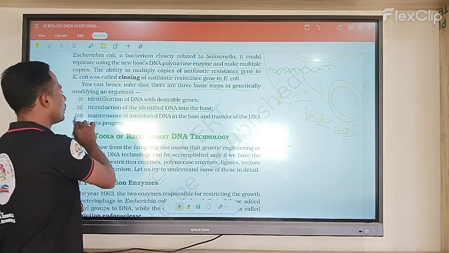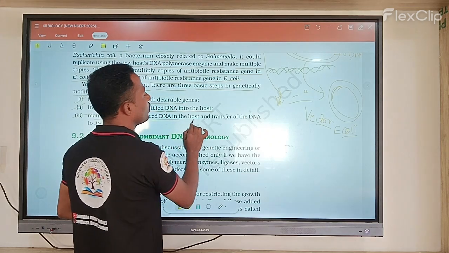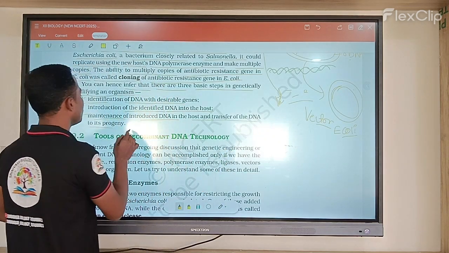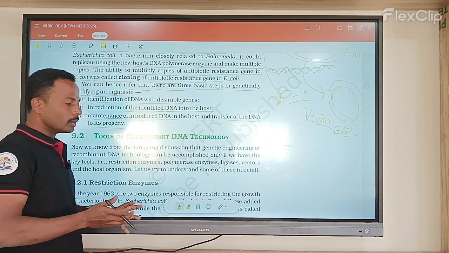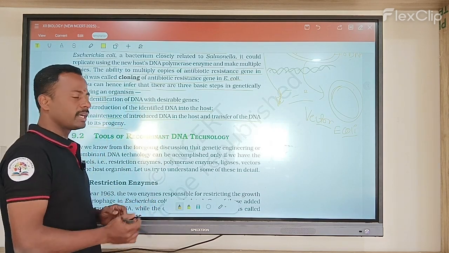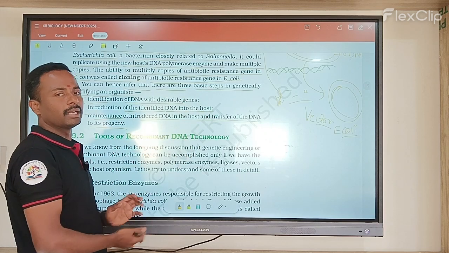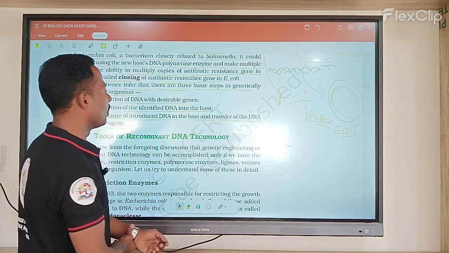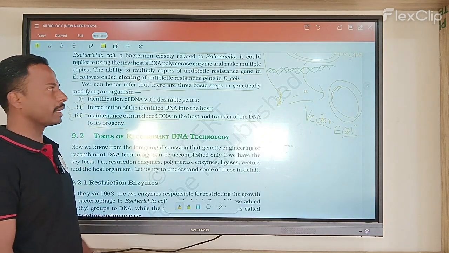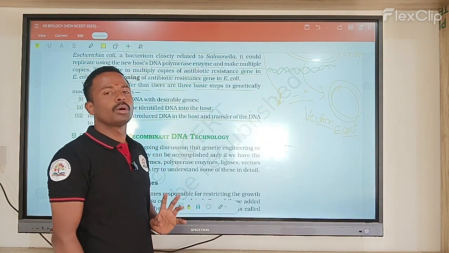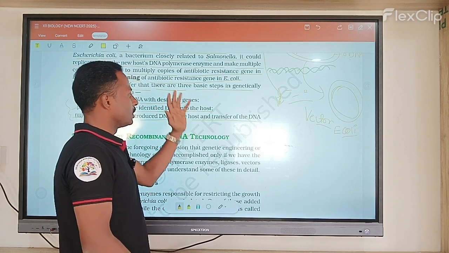And third, maintenance of the introduced DNA in the host cell and transfer of the DNA to its progeny. So to be maintained, with the help of the vector only the DNA gets transferred into the host cell. Okay, now these three steps are compulsory and must be followed. Okay, this is a basic introduction to the principles of biotechnology.